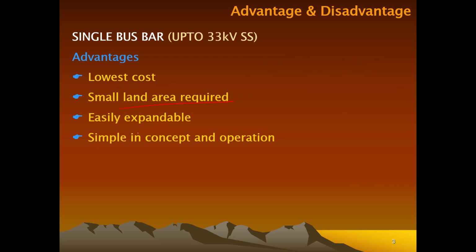Then the small land area requirement, and easily expandable. What does this mean? This is a bus bar on which, suppose, four feeders are connected initially, and if you have space available, you can just expand this bus bar and other feeders can be connected to it. So this is easily expandable, and simple in concept and operation, which we have already seen.